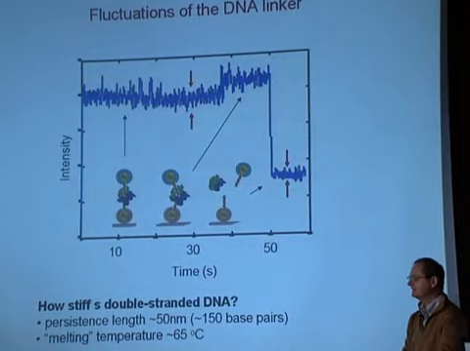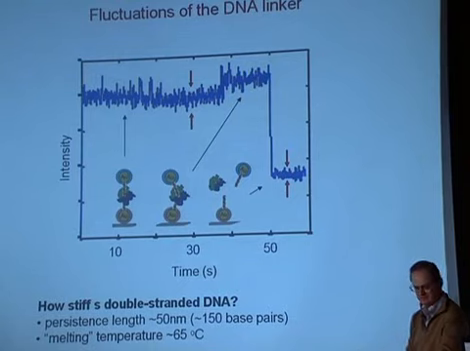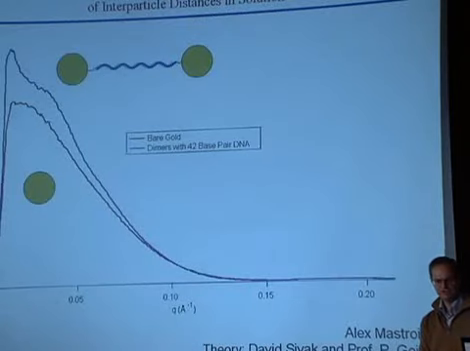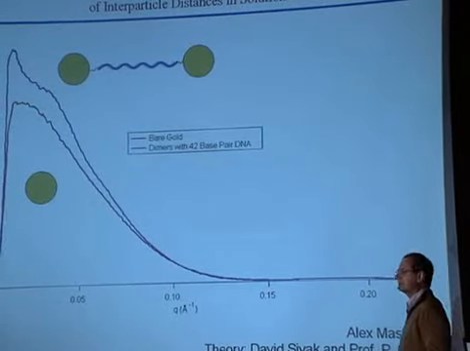But the fact is that the DNA is flopping around quite a bit. And so we've been doing a study now for a few years with Alex Mastriani on just trying to characterize those distributions of distances by small angle X-ray scattering.